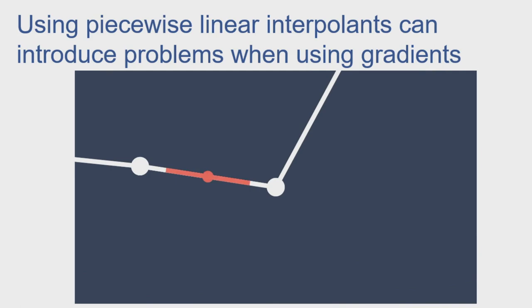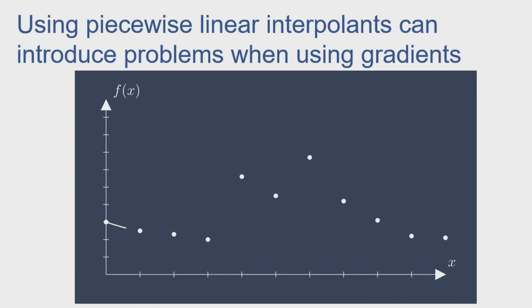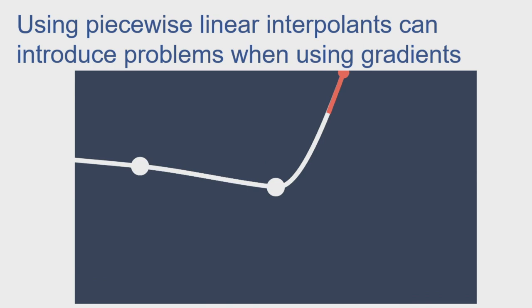It's easy, but the derivative, bam, changes instantly. That's not great for optimizers. They hate that. I hate that. What if you use a smooth interpolant? This is an Akima spline. It's beautiful. I love that. It's smooth. The optimizer understands what's going on much better.